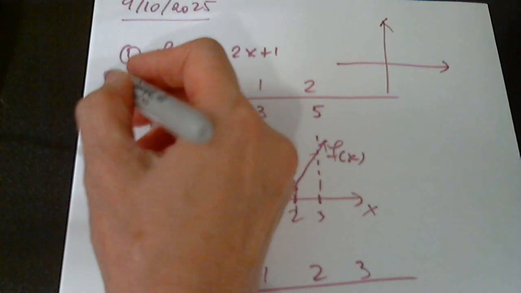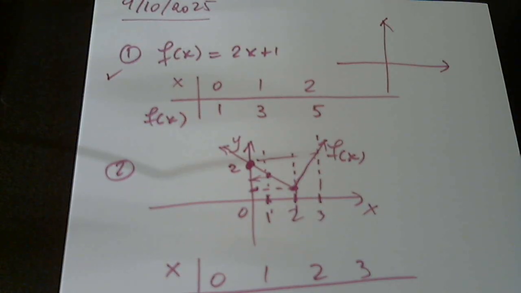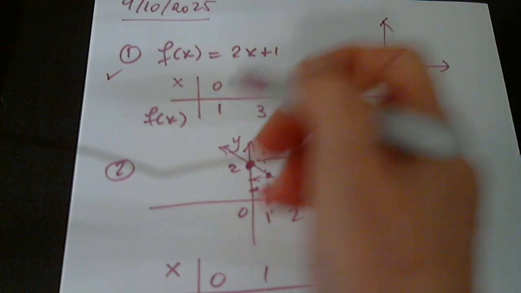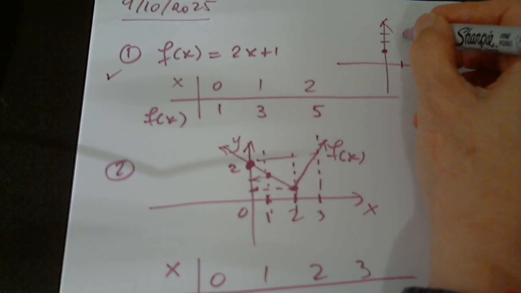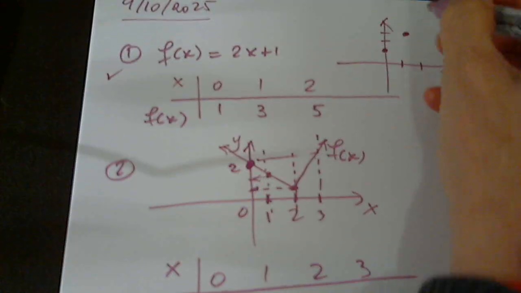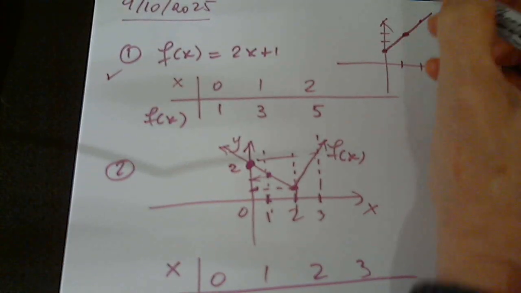Okay, so this is what you have in the problem. So when x is 0, y is 1. When x is 1, y is 3. When x is 2, y is 5. And then you graph.